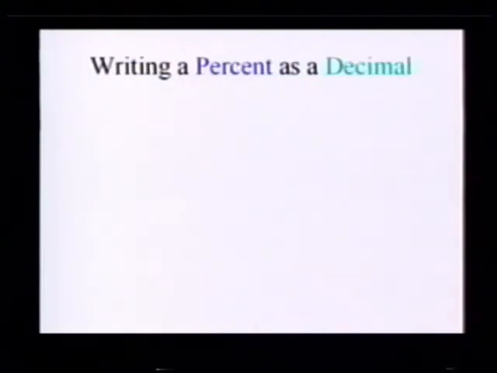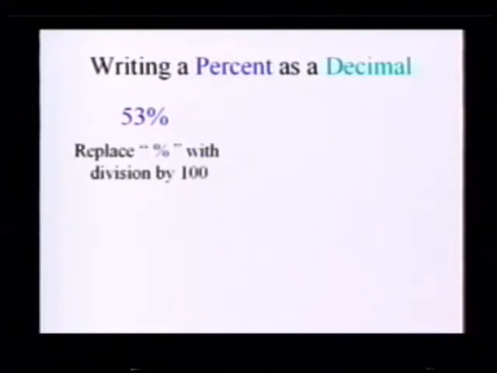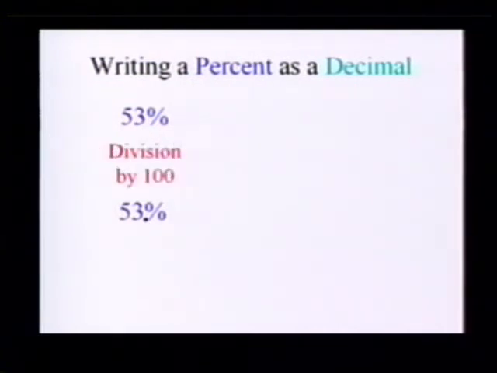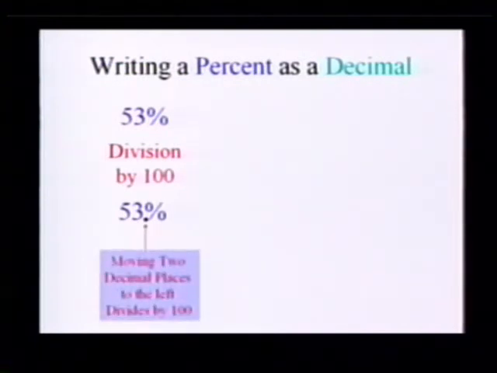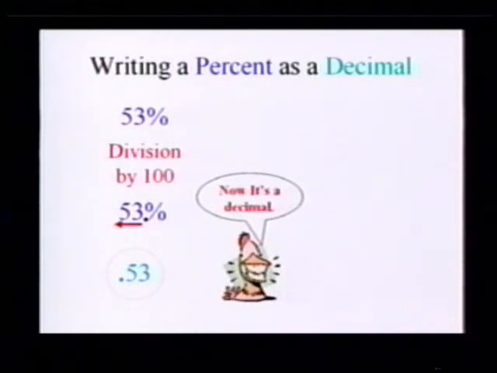Now, to write a percent as a decimal, we're going to do basically just the opposite. We're going to move the decimal place over. Because remember what that percent sign means. Means out of 100, or divide by 100. Remember how to divide by 100? Move the decimal over 2 places. It started there, and we'll divide by 100. Go back 2 places, and now we've got ourselves a decimal. So when we're dividing, of course, we're getting smaller. So now it's a decimal.